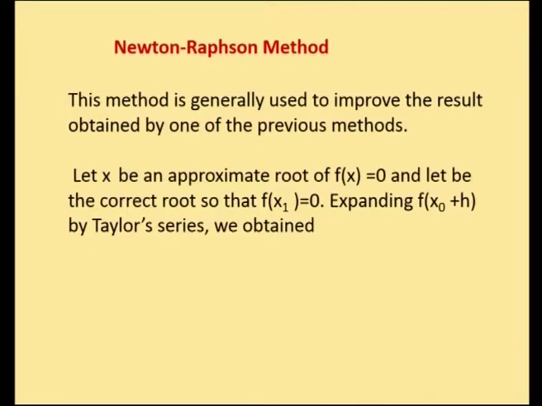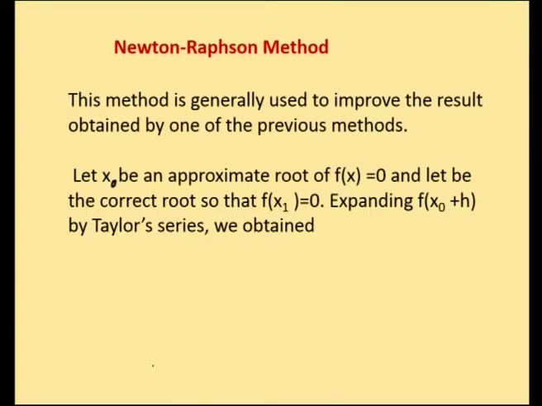Among all the methods, this particular Newton-Raphson method is considered to be better because its rate of convergence is faster. We get the answer very quickly and the number of iterations is also less. So, this method is generally used to improve the result obtained by one of the previous methods.